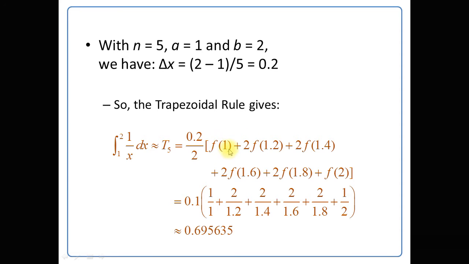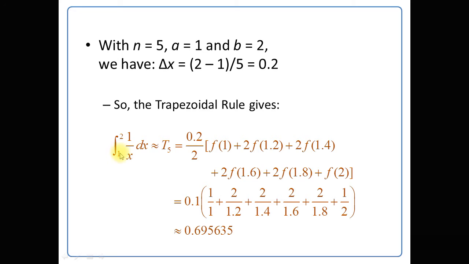The function value at the first point and the function value at the last point will not be multiplied by 2, and the other values will be multiplied by 2. So this is 1 over 1.2, 1 over 1.4, 1 over 1.6, 1 over 1.8 and 1 over 2. Taking 2 common from the other values, the first and the last result will be free from the multiple of 2. After calculations we obtain 0.69635.